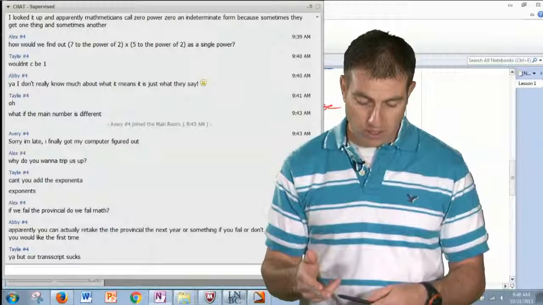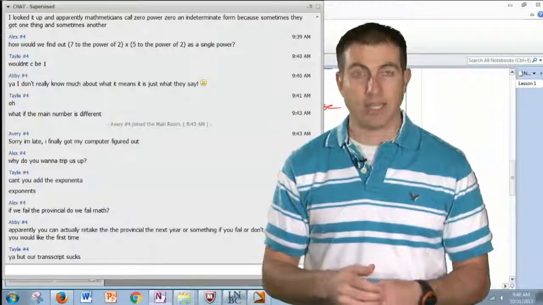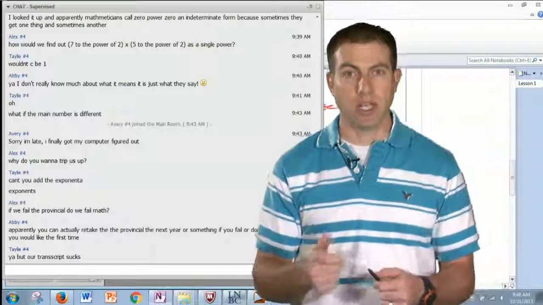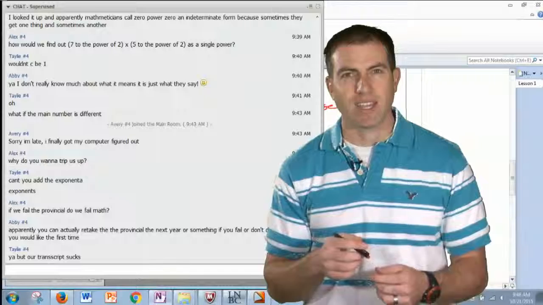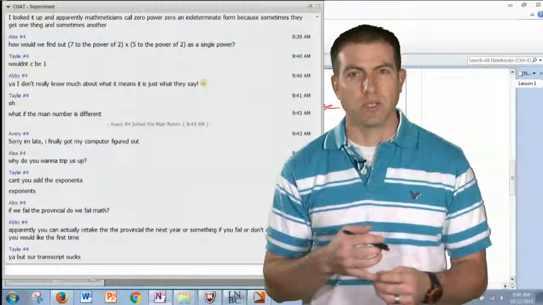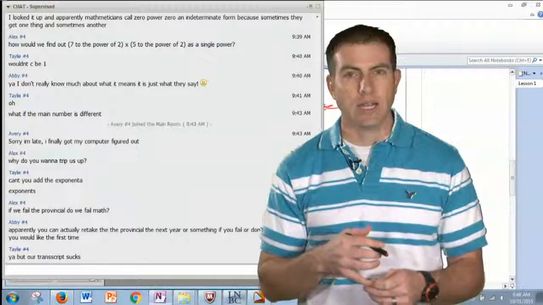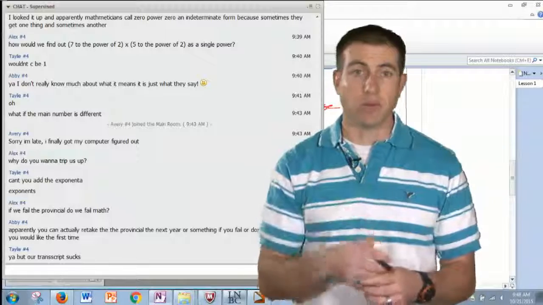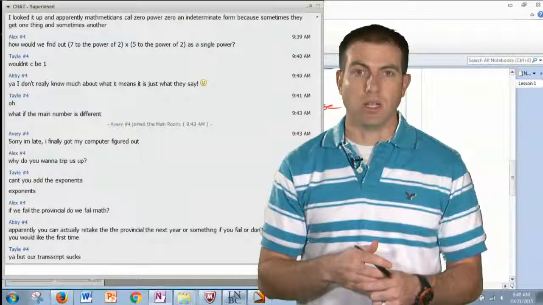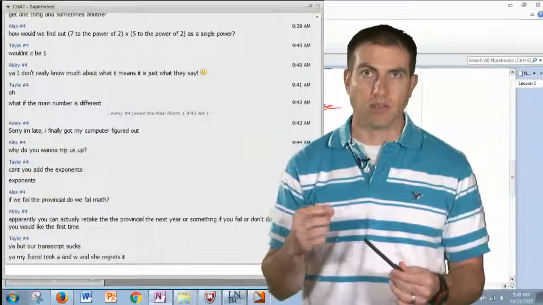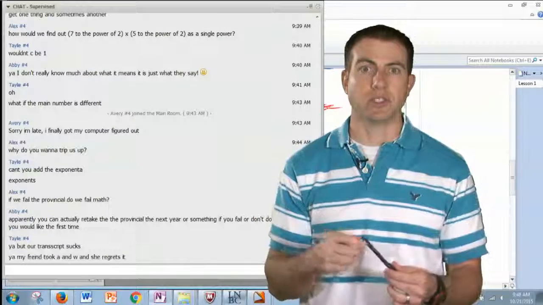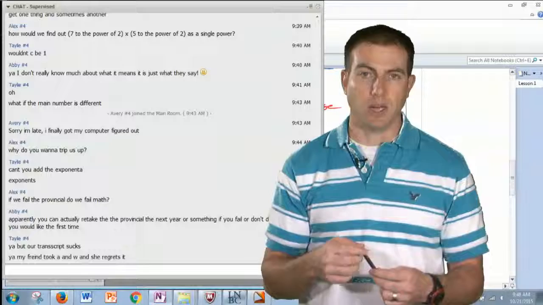You can take the provincial again. You will write your provincial in January. There'll be a rewrite, I think in March or April, somewhere in there. Or if you don't want to do it then, you can rewrite it at the end of the year in June. So there are, I think, 5 or 6 provincial exam writings throughout the year.